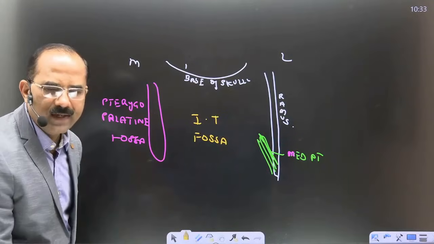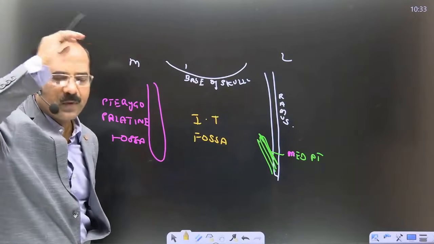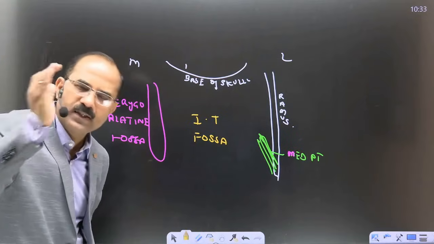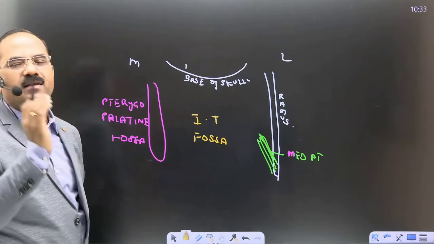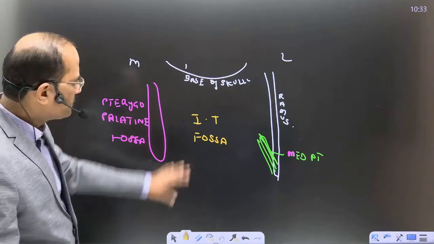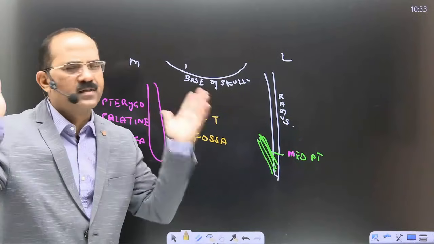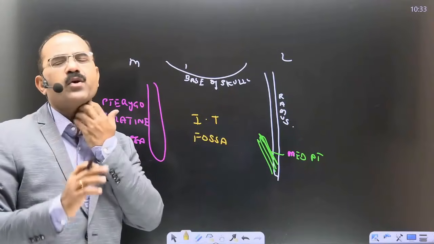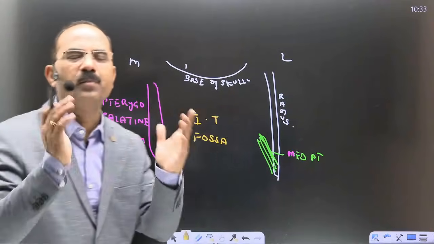Clear to all of you? Are you getting an idea? Roof is formed by the greater wing of sphenoid. On the lateral side is the ramus with the medial pterygoid. On the medial side is the pterygopalatine fossa. Below it's open. It communicates. Clear? That's the infratemporal fossa.